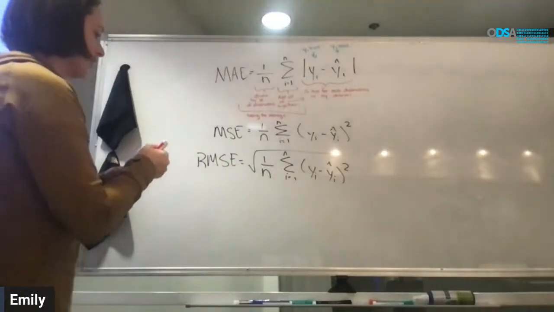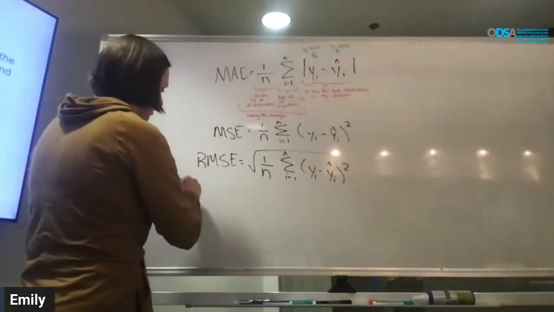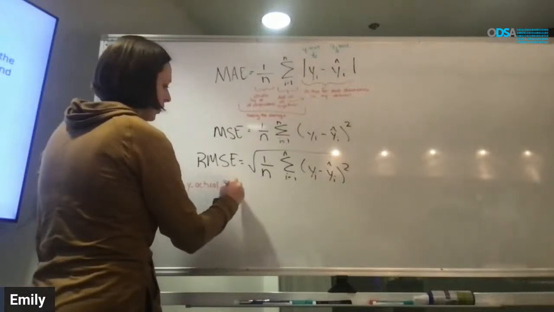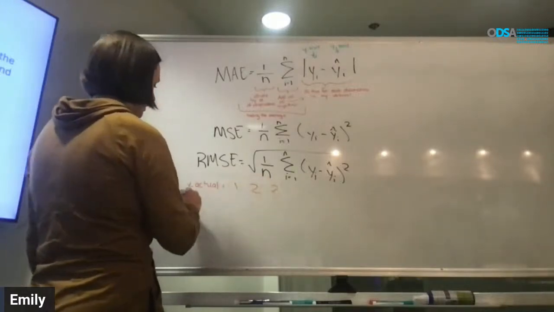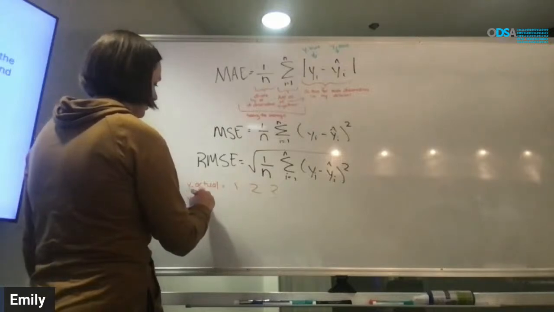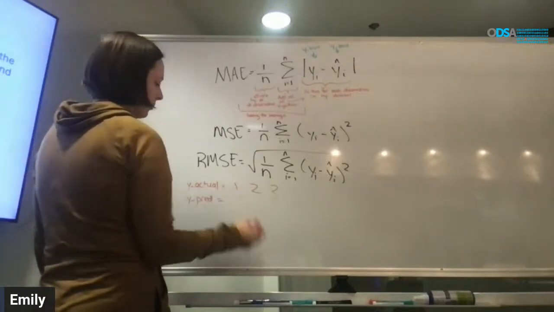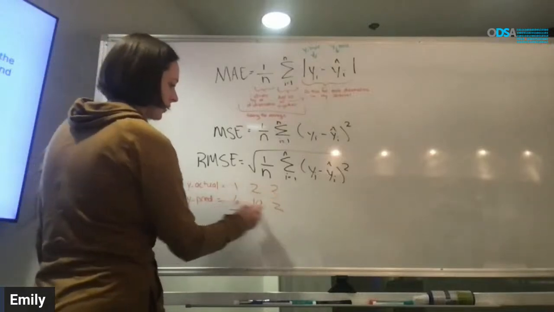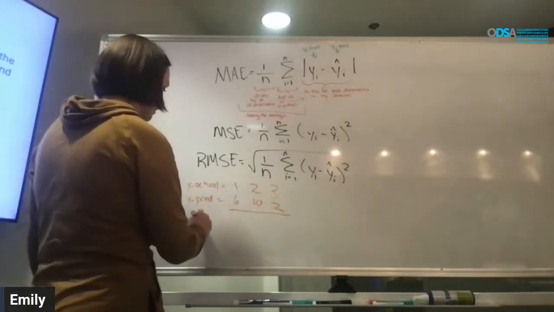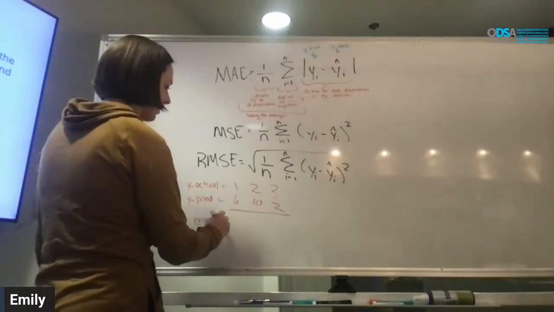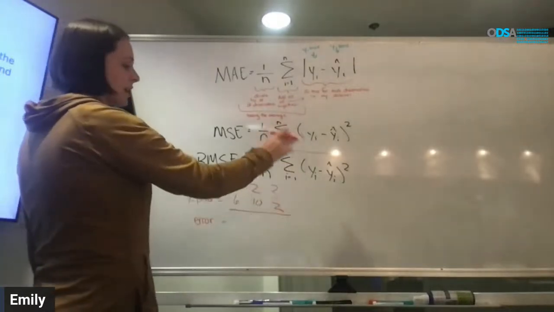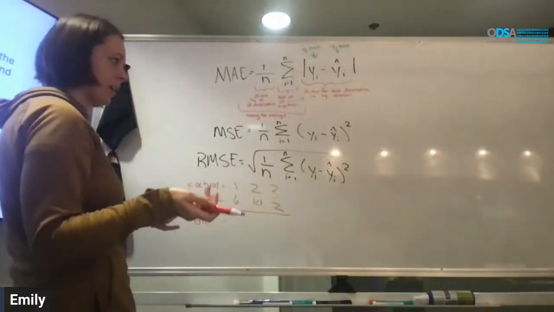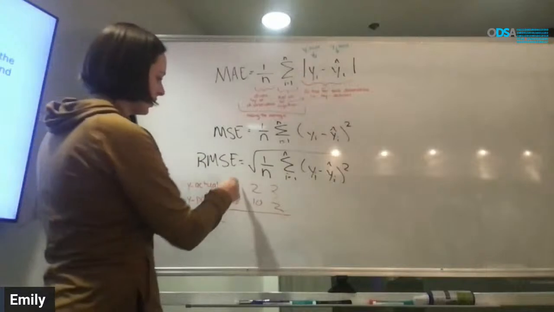Okay, let's go through an example. We're going to use our example from earlier. It'll probably be different because I don't remember exactly the numbers, but y actual, we had like 1, 2, 3 or something like that. Y pred, let's do 6, 10, 2. Okay, what's our error? Remember that I'm not going to put signs on here, because it doesn't matter, we're going to square them so they would go away anyways.